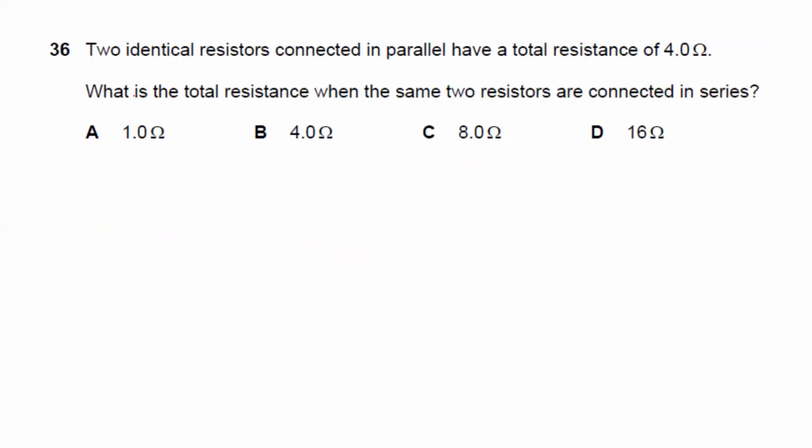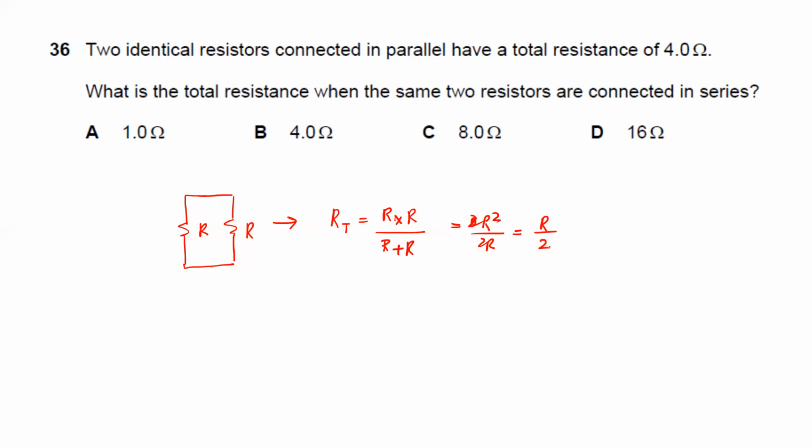So next part, question number 36. It says two identical resistors connected in parallel have a total resistance of 4 ohms. What is the total resistance when the two resistors are connected in series? Say the resistance is R, both connected in parallel. The effective resistance R total is R multiplied by R divided by R plus R. This is R squared divided by 2R, which is R by 2. And this R total is equal to 4, so it means that R individual is equal to 8 ohms.